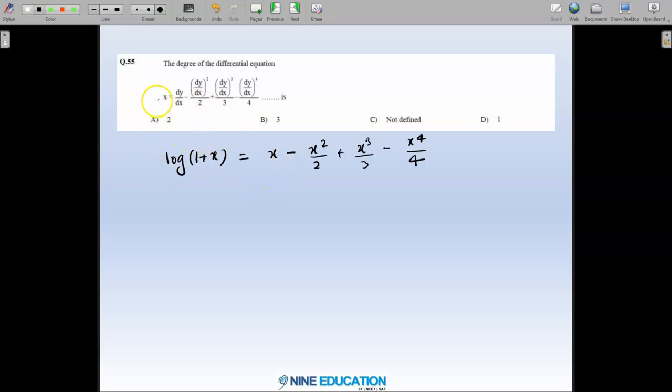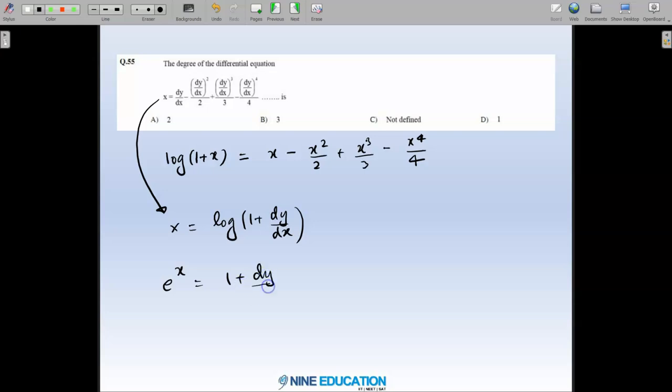So I can say that this entire thing I can write as x is equal to log of (1 plus dy by dx). And if I am able to write the differential equation in this format, I can also define its degree once I convert this in a format of e power x. So this will be e power x equal to 1 plus dy by dx. So if you observe, this is a differential equation with order 1 and degree also 1. So option number D is correct.